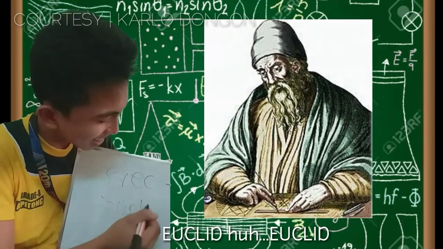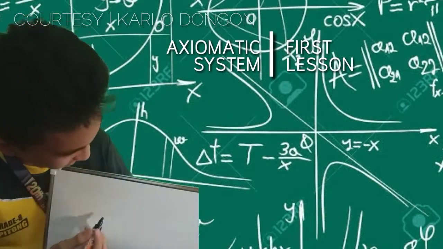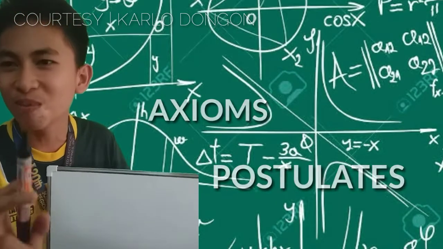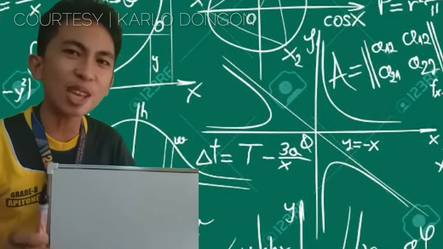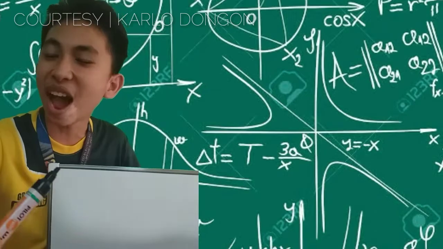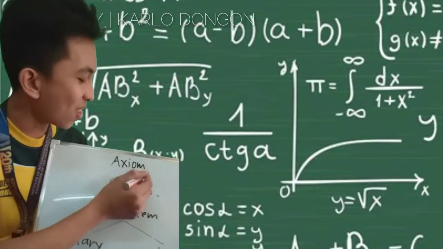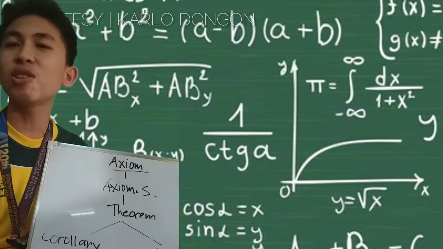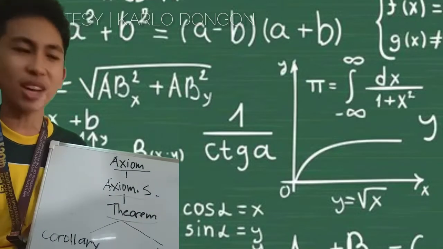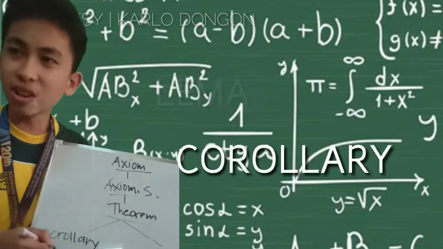Euclid. Our first lesson is all about the axiomatic system. Axioms or postulates are different from theorems. An axiom is accepted without proof, while a theorem is accepted after being proven by deduction. So this is the tree of our lesson. First we have the axiom, and next the axiomatic system, and the theorem. A theorem has two kinds or branches.